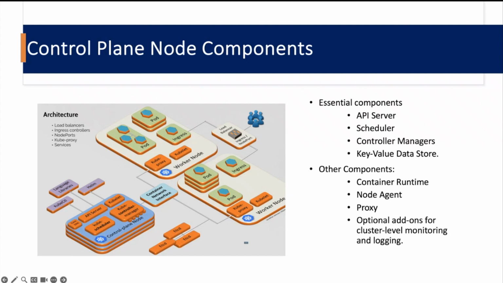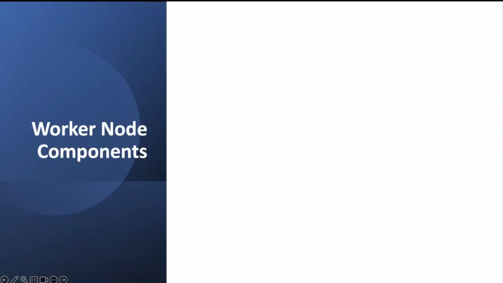Okay, so let's go to the next one. So we have worker node components. What are the main worker node components we have? So we have the container runtime. Kubernetes by default does not provide a container runtime. If you remember, container runtime is the facility by which a container can run on the host operating system. Kubernetes does not have an inbuilt container runtime, but it allows for the interfaces through which different container runtimes can interact with the Kubernetes system.